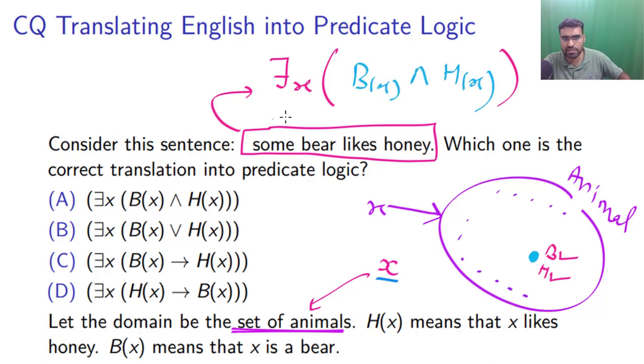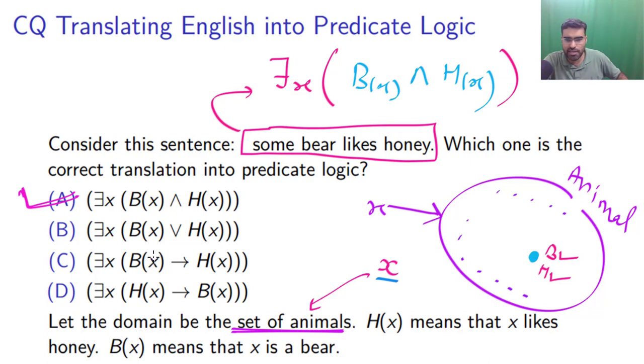So this is the statement. This is the translation. Some bear likes honey. That simply means there is some animal who is a bear and who likes honey. So I can say your correct answer is option A. This is the correct answer. So option A is the correct answer, but what is the interpretation of B, C, D?